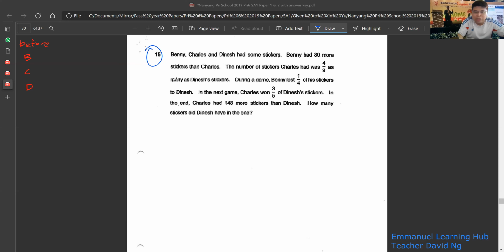Do you notice the exchanges are always between the three of them? So you can conclude the total number of stickers of the 3 boys is the same, right? The total of all 3 of them is the same, because the transfer is just between them. So the first part of the story, at the beginning, Benny has 80 more than Charles.